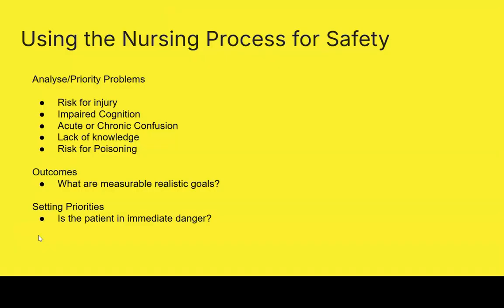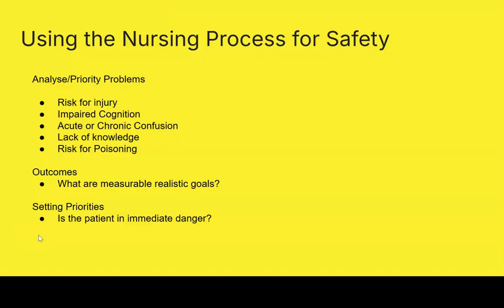Using that information, you're going to prioritize the care you want to provide. So if the patient's oxygen's at 88, you're going to put oxygen back on them. And that is your intervention. But if a patient is at risk for injury or risk for poisoning, what are interventions? A lot of the time, the interventions are your way to meet the goals. So what are measurable, realistic goals for either risk for injury or impaired cognition?